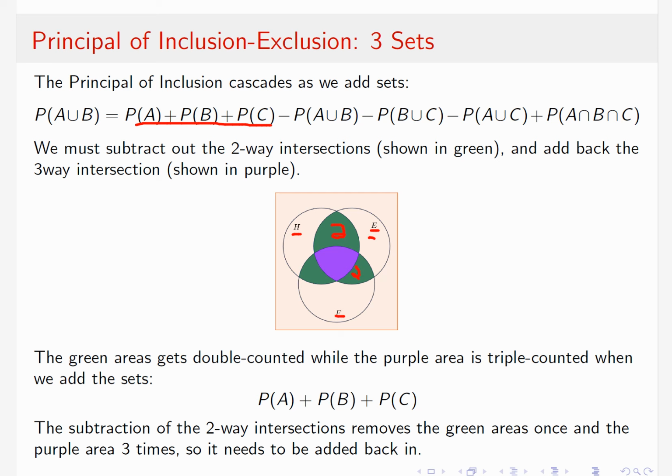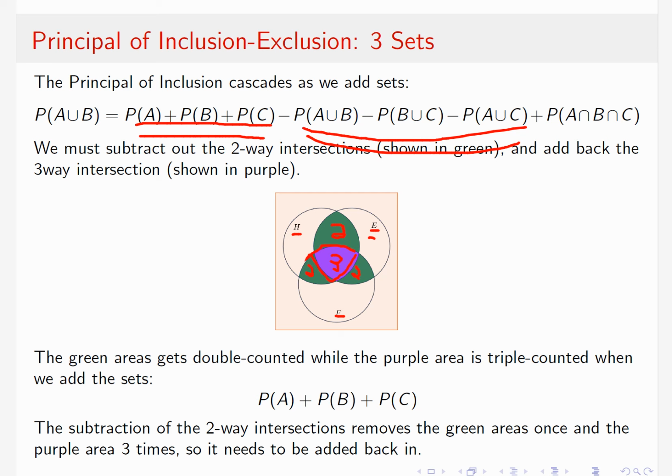So all the green parts get added twice, but every single time I add any of the sets, the purple part gets added. So the green parts have been added 2 times each. The purple part has been added in 3 times. So what do I do? Well, first thing I do is I have to subtract out the green parts. But notice that every time I subtract out a green part, I'm also subtracting out the purple. So what happens is in the first expression, purple gets added 3 times. In the second expression, purple gets subtracted out 3 times.